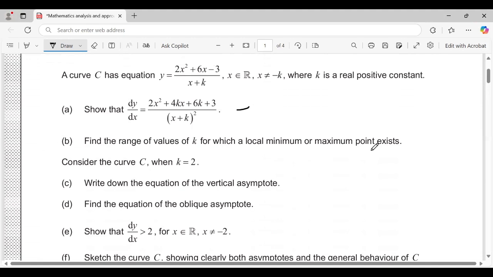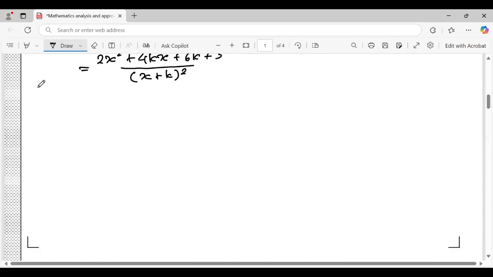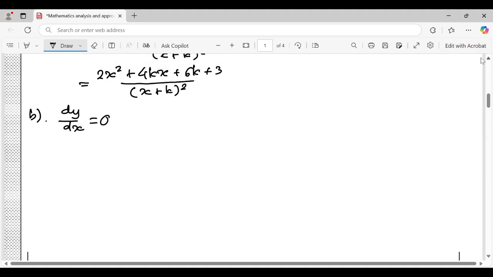Okay, this one, same. Find the range of values of k for which local minimum and local maximum points exist. We can determine this. We get a local minimum or local maximum when dy/dx, the derivative, equals 0, and the derivative is this one.